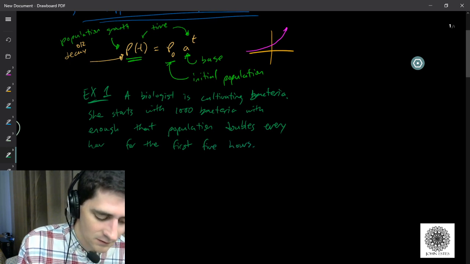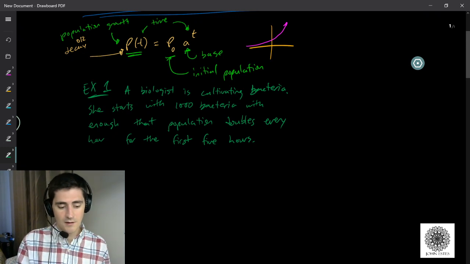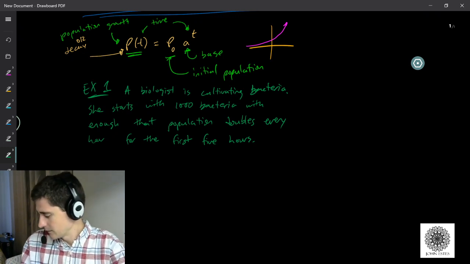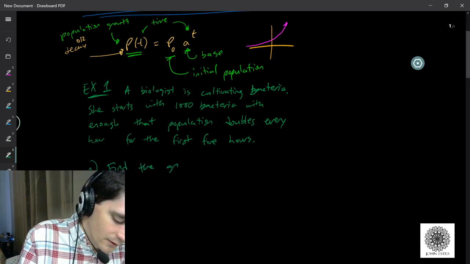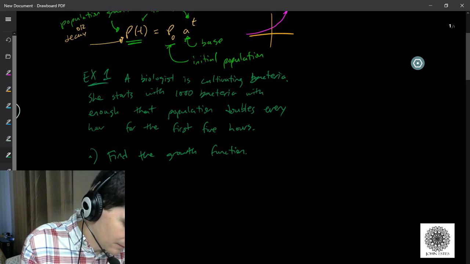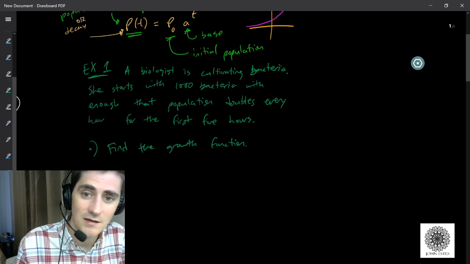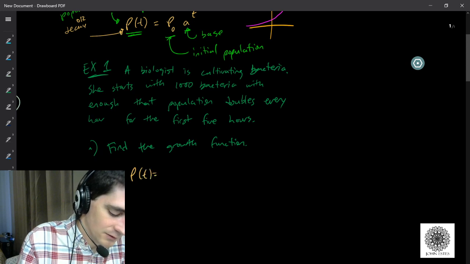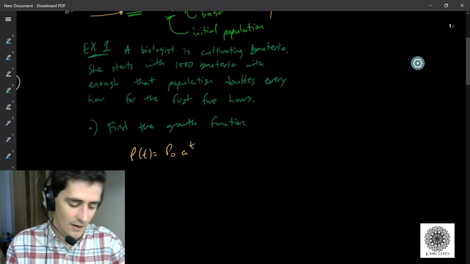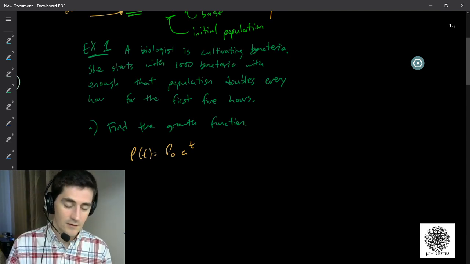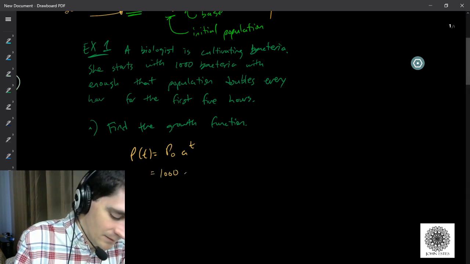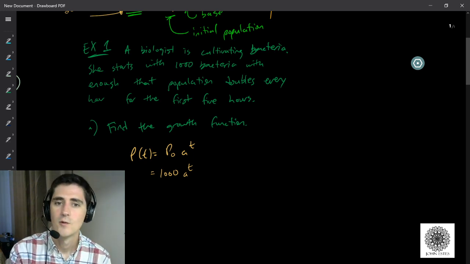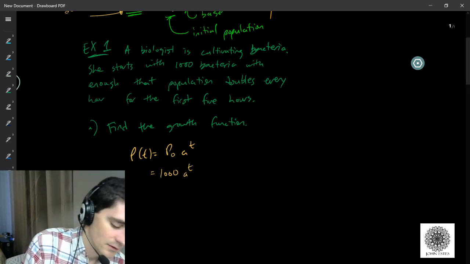Now what we actually want to do is, first of all, figure out what kind of function models this situation. Let's call it the growth function. What we know already about this growth function is that it looks like this P of t thing that we had earlier. So P of t equals P naught times a to the t power. And what we know is that P naught is 1,000, because she started out with 1,000 bacteria. We also know that it's going to double every hour.